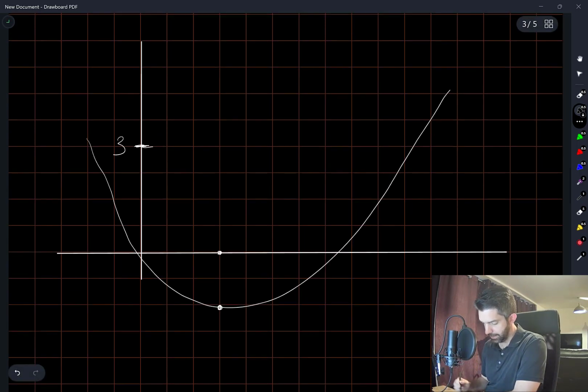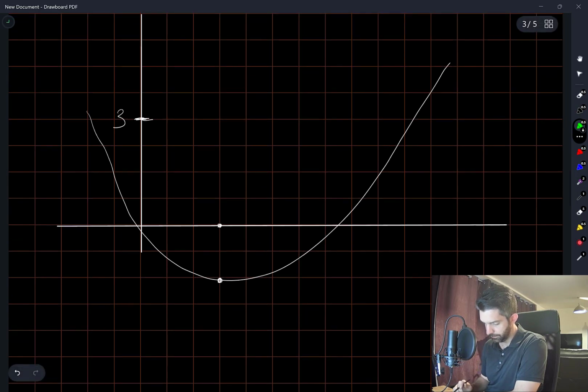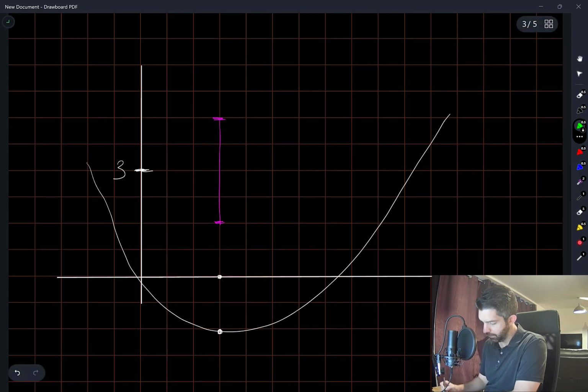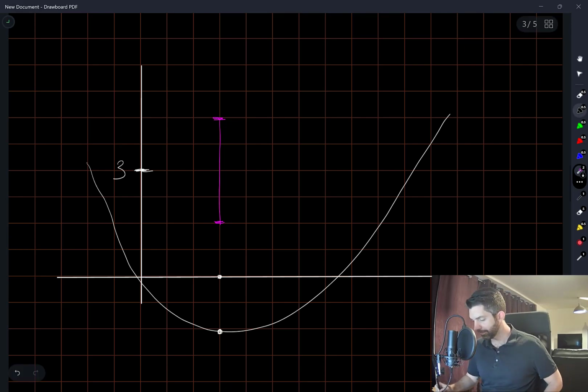So basically what we're doing is we're showing that there's some interval around 3, like this, such that in any neighborhood around the value of x we're considering, there's always going to be points on the graph of the function which are outside of this interval.